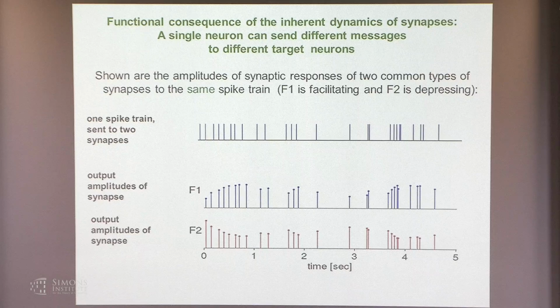So this is just one cartoon: one spike train emitted by one neuron. It's sent here to a facilitating synapse, and you see it goes up, and then it decays down, goes up. This is another, a depressing synapse. So a neuron can actually send different kinds of time series messages to other postsynaptic neurons.